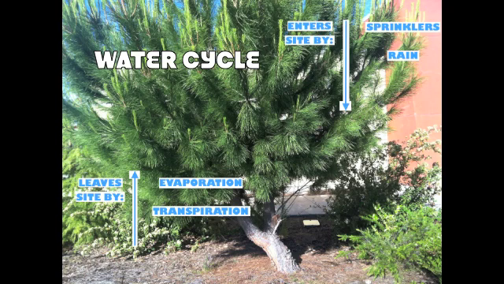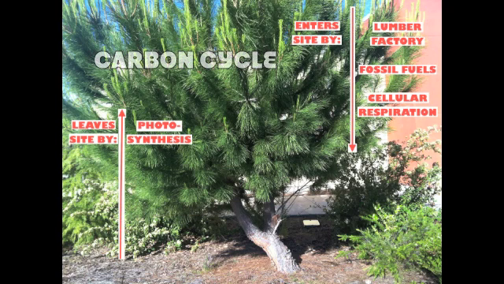It leaves the site by evaporation and transpiration. The cycle for carbon is it enters the site from the lumber factory and also from fossil fuels from cars, and by cellular respiration. It leaves the atmosphere by photosynthesis.